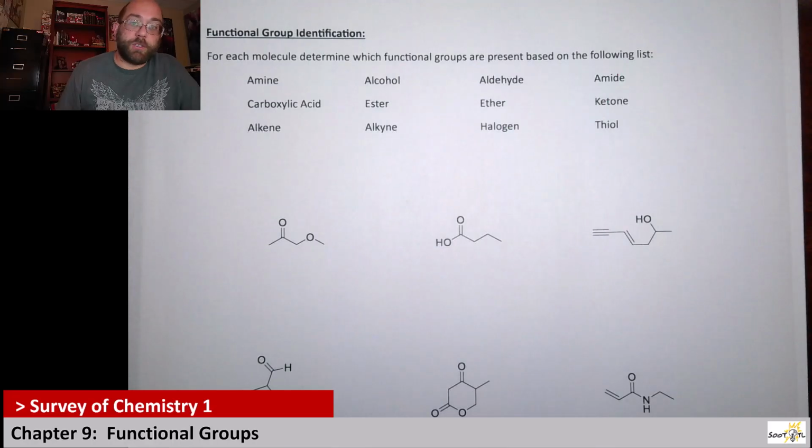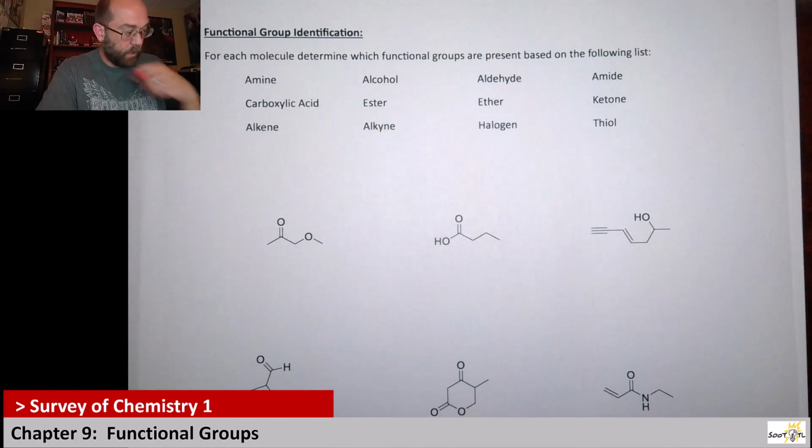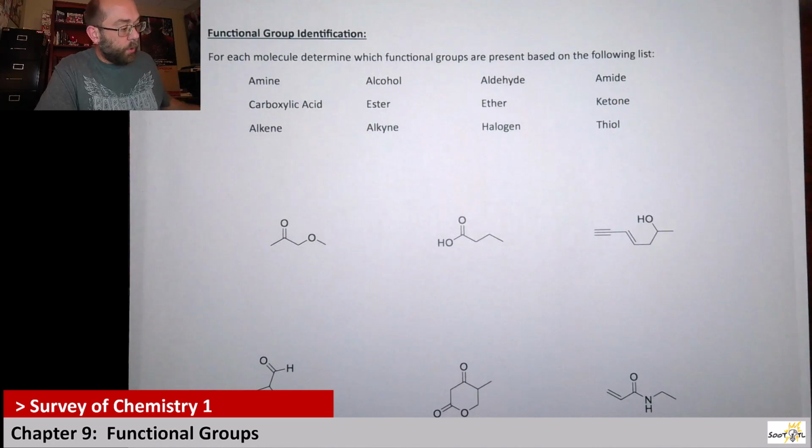Hello, surveyors. Sutotal here, looking at functional groups for Chapter 9. All right, so this is going to be our last practice set for Chapter 9. And so really just want to make sure that you are comfortable and you're good with identifying different functional groups. So, what do we have here?